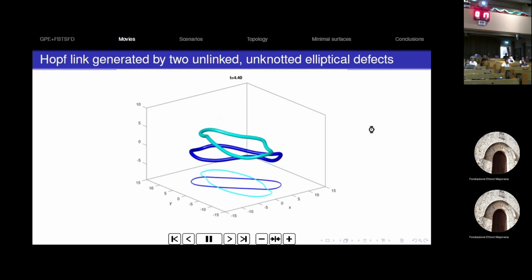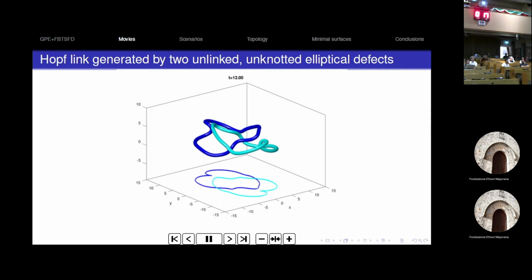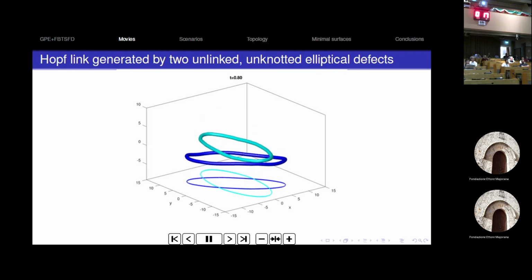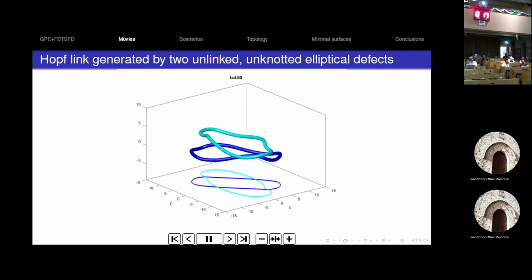And here we started from 2 ellipses. This is more interesting because you start from unknotted and unlinked simple geometries. And for a while, you see a Hopf link.